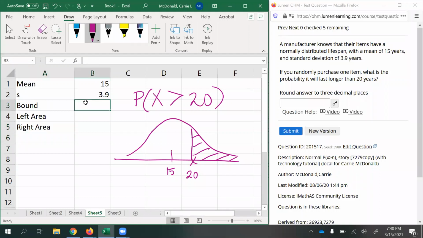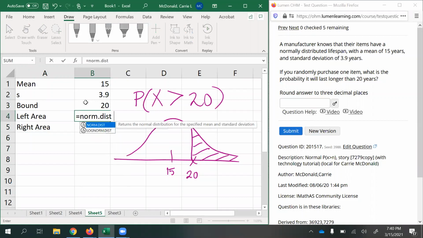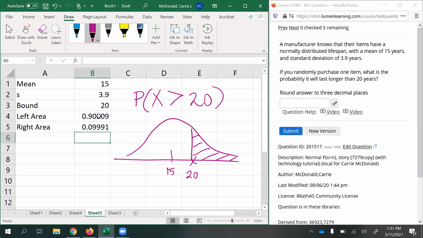Okay, so now your boundary here is 20 and your left area would be from 20, then a mean of 15 and a standard deviation of 3.9 and true for cumulative. And then your right area would be 1 minus the left area. So this answer right here is the left side, and that makes sense because you can see it's very large. It's close to 1, so it would make sense that this is 0.9.